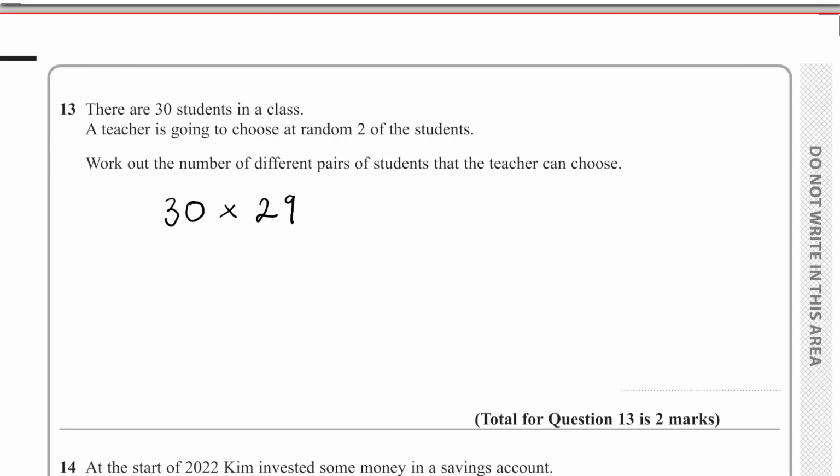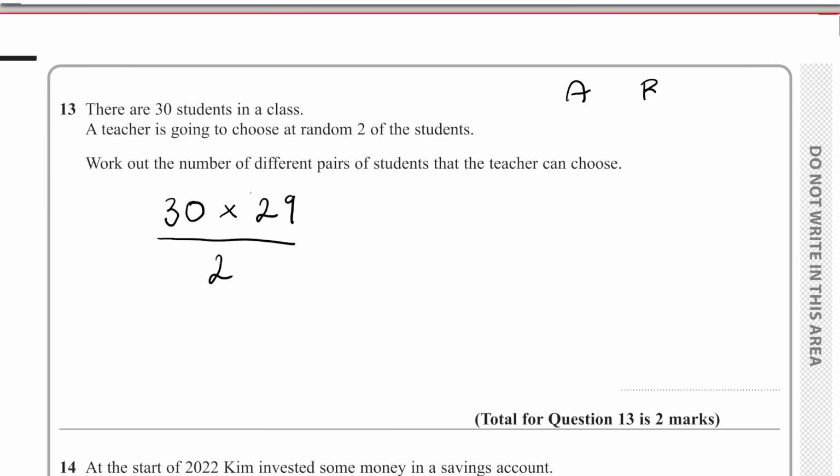So the only problem with this is we're going to have double counted. So picking student A first and then student B, or picking student B first and then student A, it's going to end up with the same pair. So we're going to have twice as many pairs as we should because they're all going to be doubles. So half the answer. Let me show you that with 3 students.